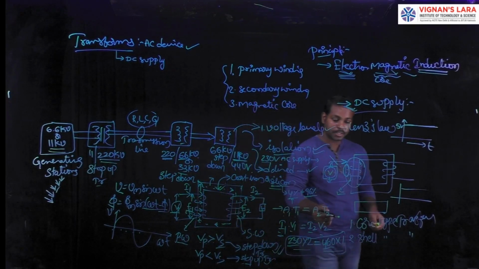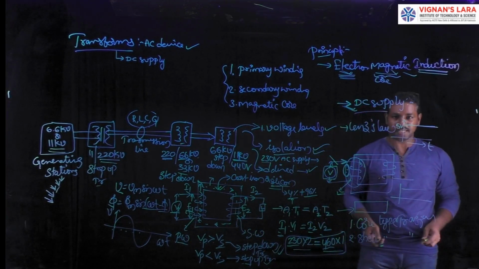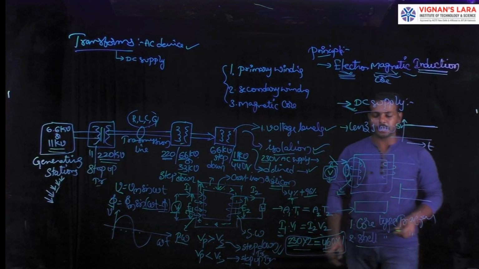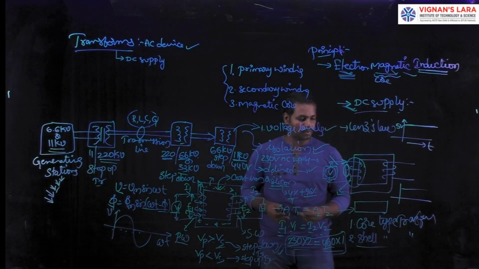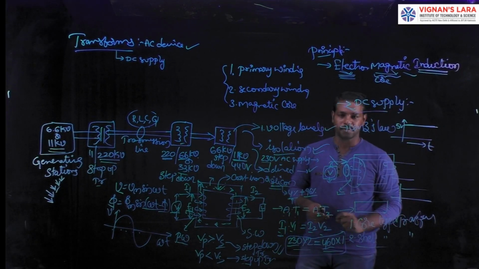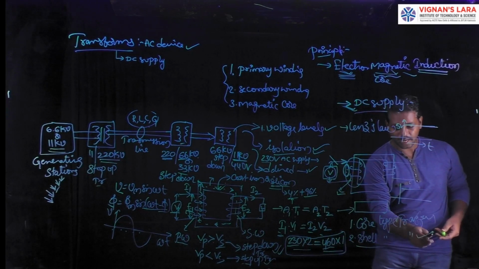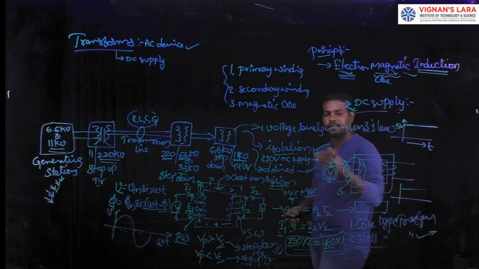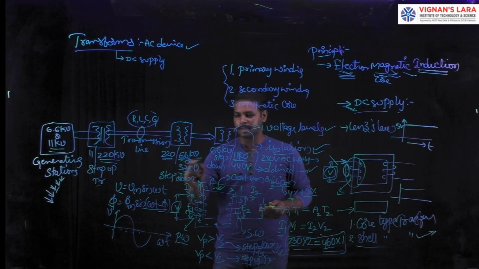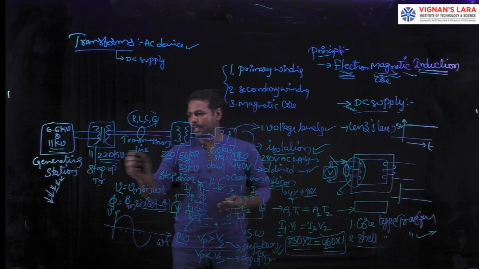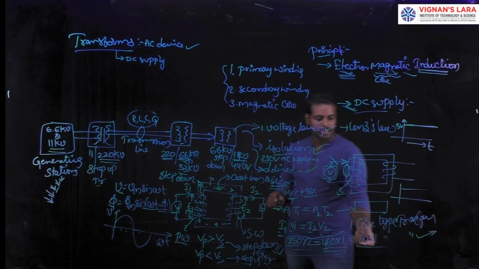Based on the type of construction, transformers are classified into two types: core type transformer and shell type transformer. For a small range of voltage levels, we always use core type transformers. Shell type transformers are always used for the high range, more than 11 kV supply. That means 66, 33, 11 kV or 220 kV. In these categories we always use shell type transformers.